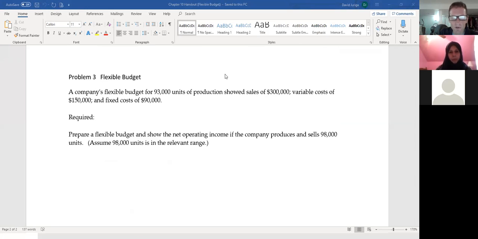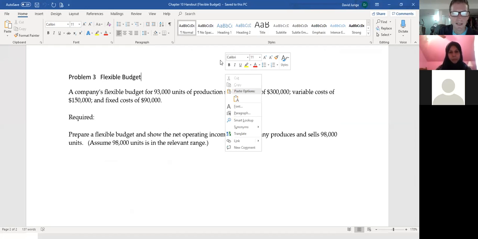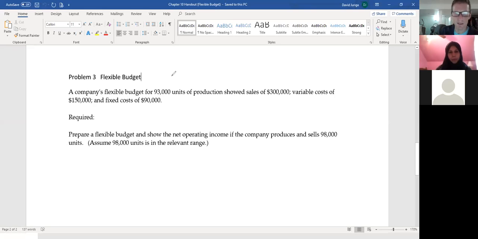Well, they didn't do this initially, but there's nothing stopping you from doing this. And that's how I approach the Excel solution to this: I would just go back and put this into a contribution margin income statement format.